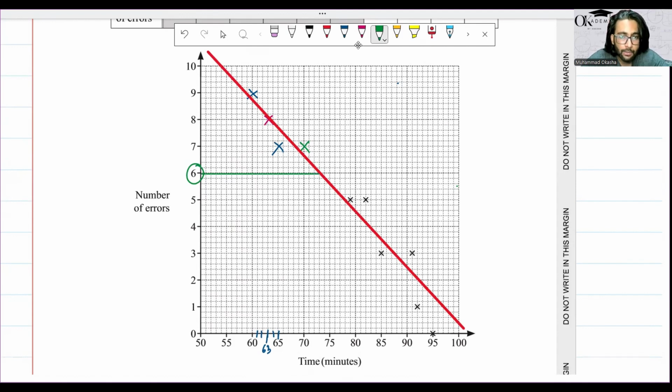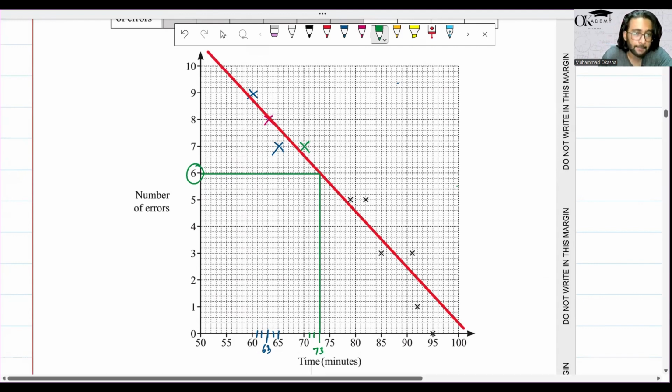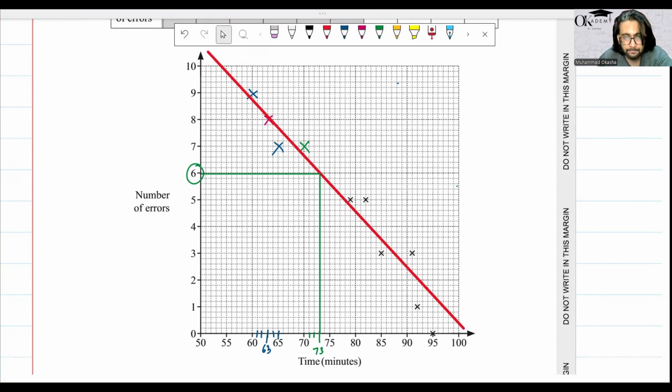How many minutes? According to my prediction, according to my line of best fit, the time spent is 71, 72, I think 73 minutes. Yours could be different again. Normally we have a range of values to pick from. All right, let's move on to the next one.